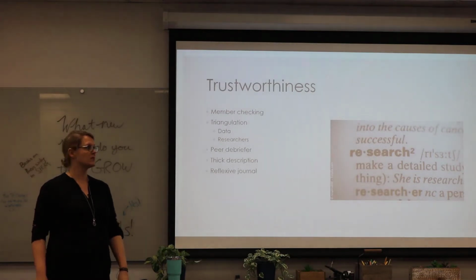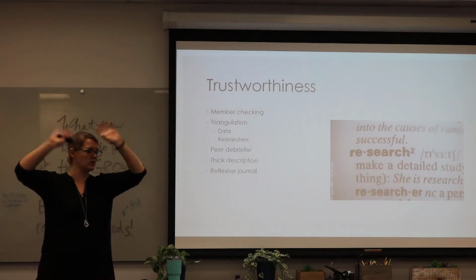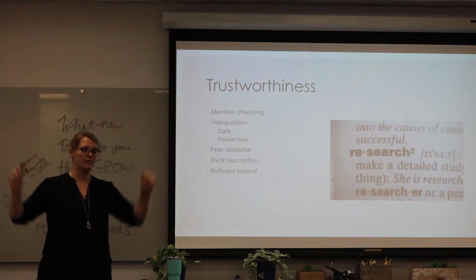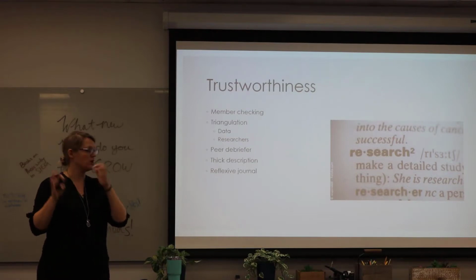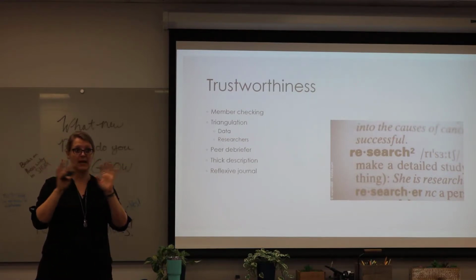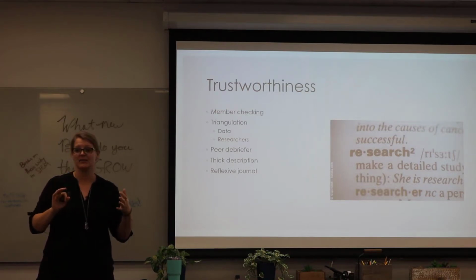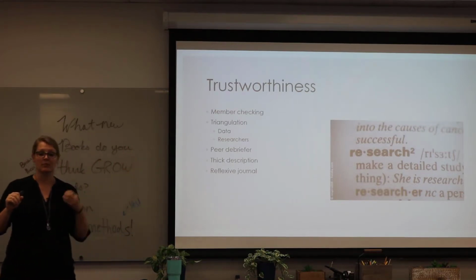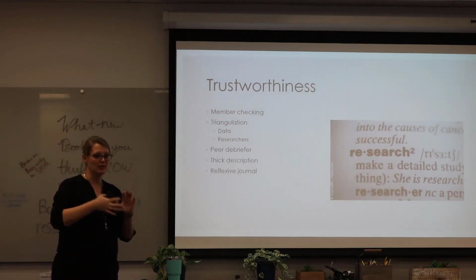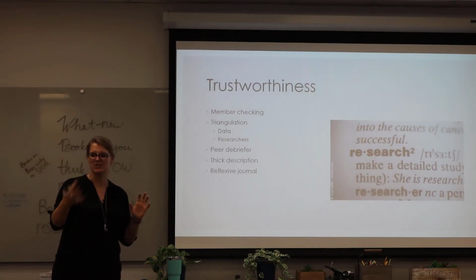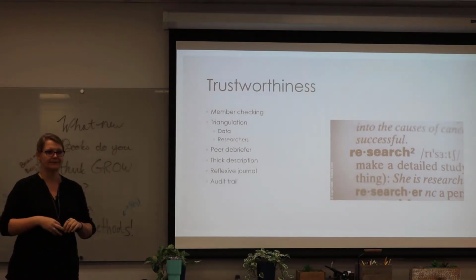Correct. So that's where you say in your chapter 3, you're going to have a section on trustworthiness or credibility, or whatever all of the names are. And you're going to talk about how you kept a reflexive journal both during data collection and analysis phases to help you bracket your assumptions, to keep yourself in check. But you don't have to attach your journals or anything like that. And then an audit trail. What's an audit trail?